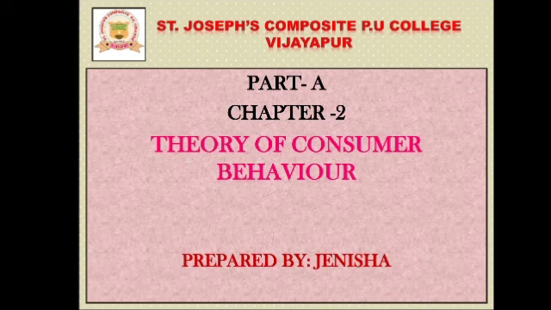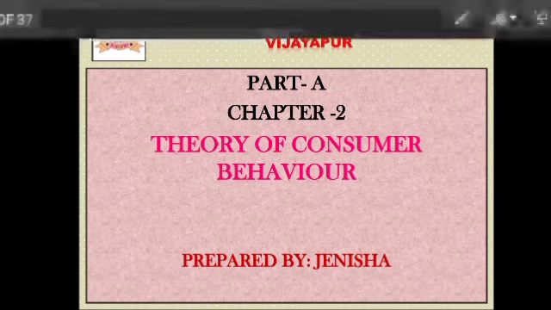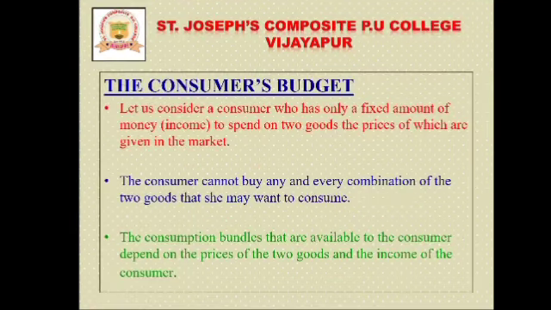In the last episode, we discussed the law of diminishing marginal utility, the complete theory, its limitations, importance, and the relationship between total utility and marginal utility. Today we are going to deal with another concept, that is the concept of consumer behavior and the consumer's budget.